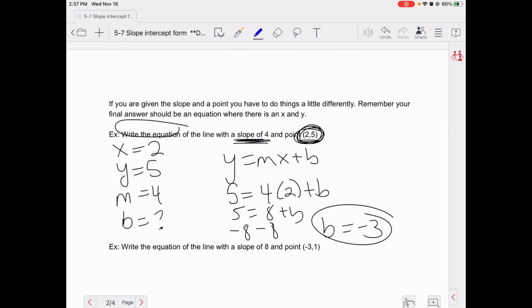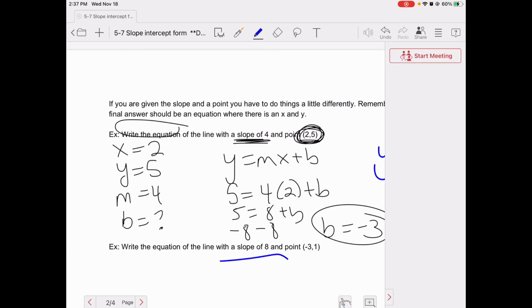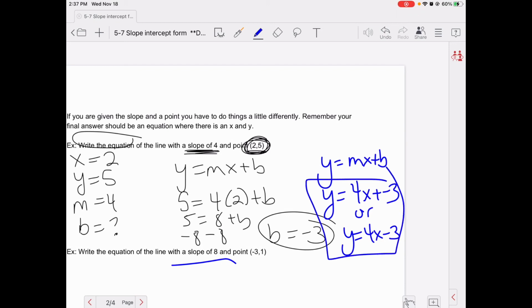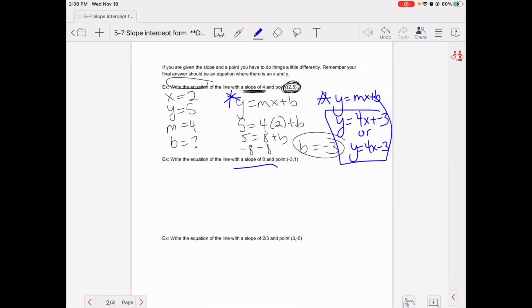So I'm going to go ahead and write y equals mx plus b again. Now this time I'm only going to plug in the m and the b. I'm not going to plug in the x and the y, because I want it to be true for all x values and all y values. So I'm going to have 4x plus -3, or y equals 4x minus 3. Okay? So my final answer should have an x and a y in it, okay? So you have to kind of do the y equals mx plus b part twice in problems like this. Okay, let's do another one.